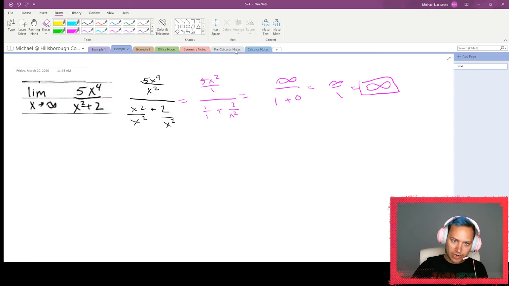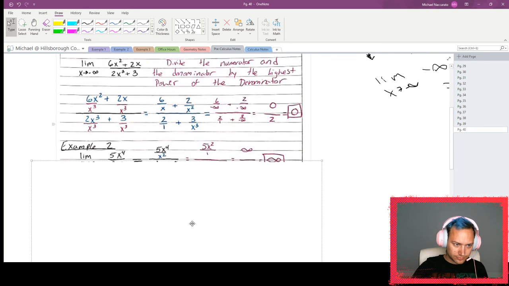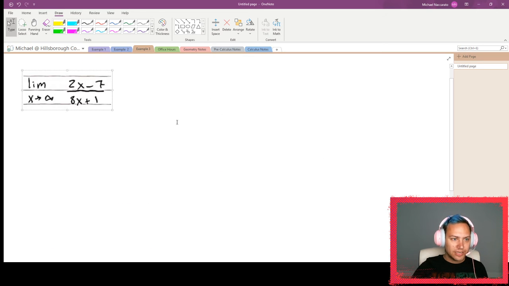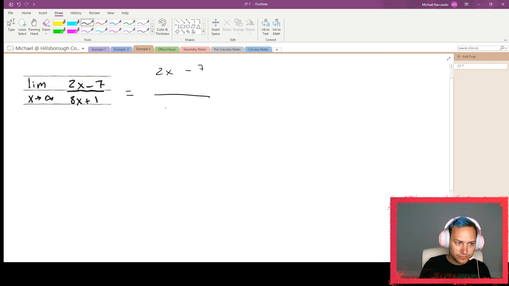So, come back over here then. There it is, in all its beautifulness. All right, the last example we're going to look at is 3. The limit as x approaches infinity of 2x minus 7 over 8x plus 1. Again, we're going to give ourselves some space underneath each term.